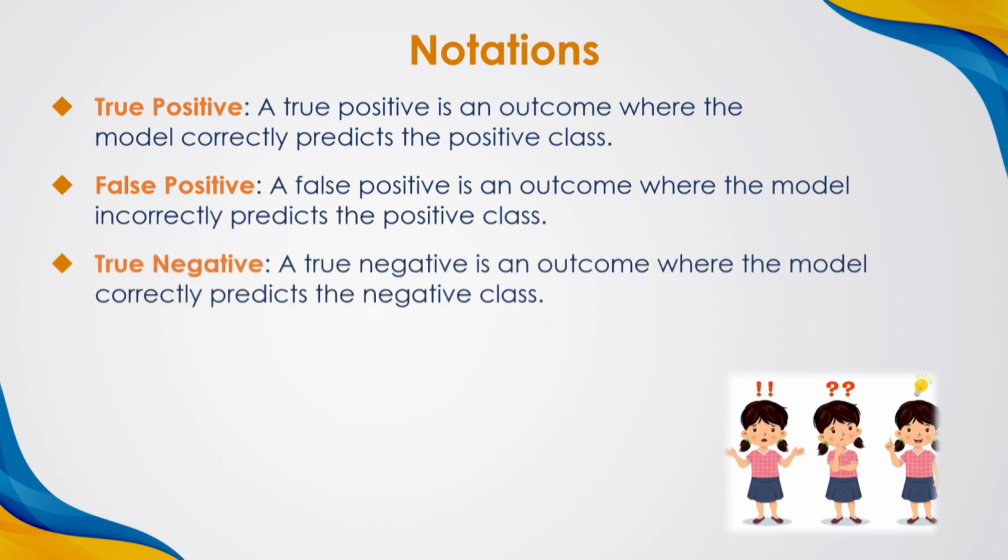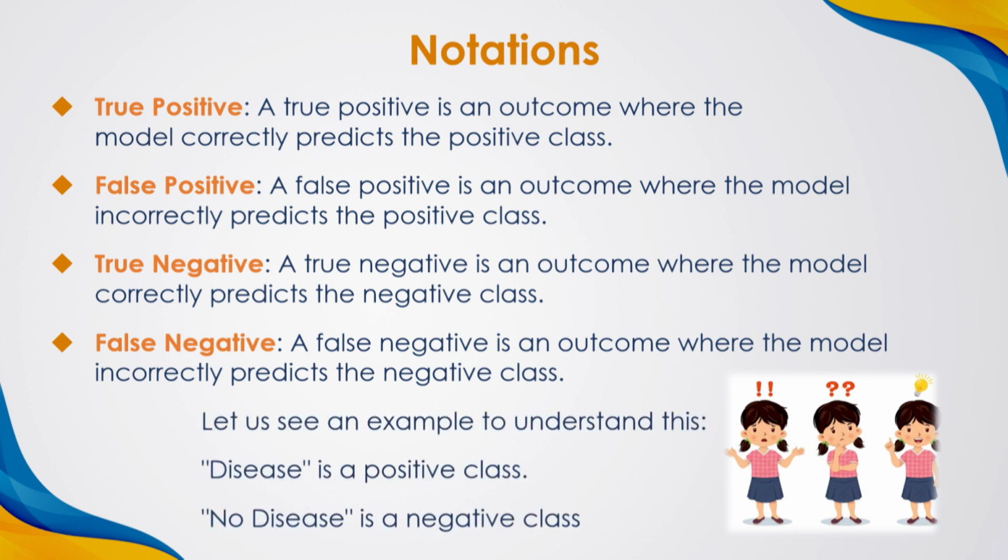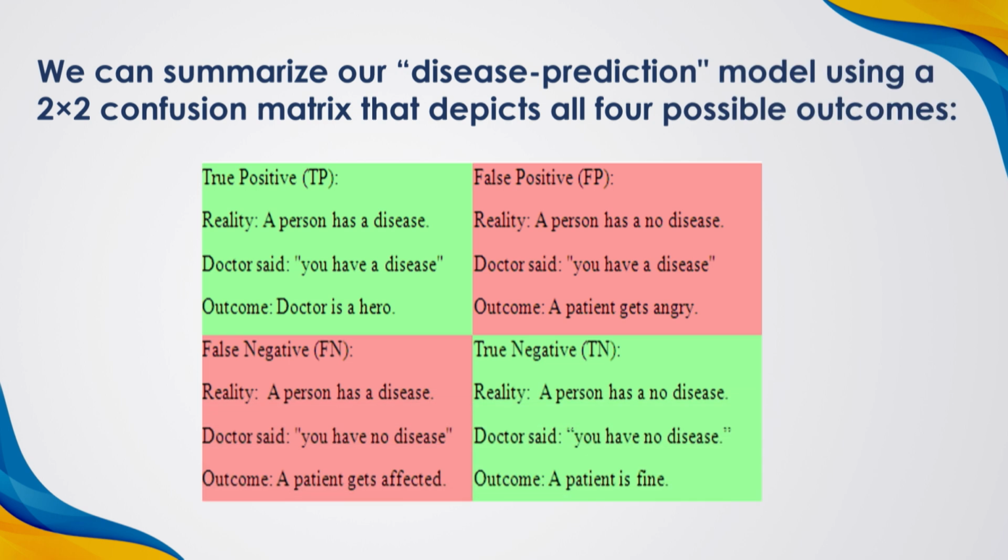The true negative. A true negative is an outcome where the model correctly predicts the negative class. False negative. A false negative is an outcome where the model incorrectly predicts the negative class. Let us see an example to understand this concept. Disease is a positive class, we consider. No disease is a negative class, also we consider.